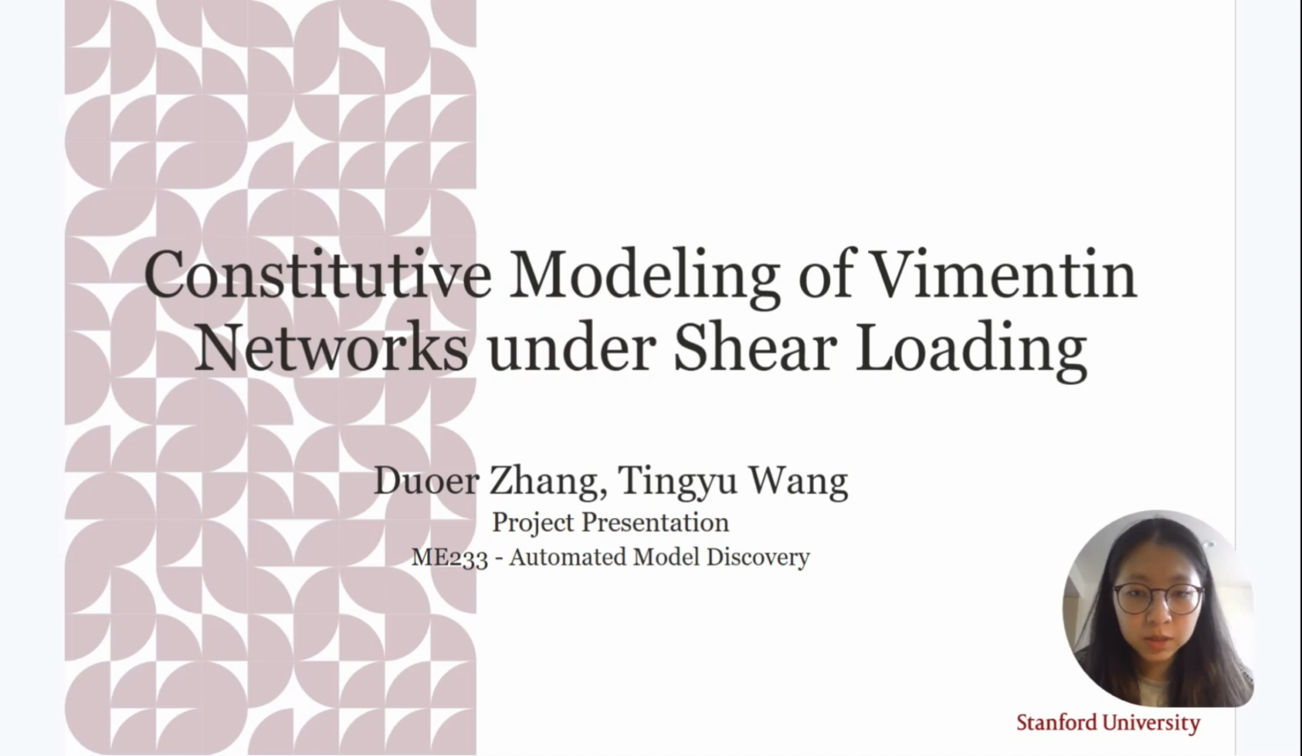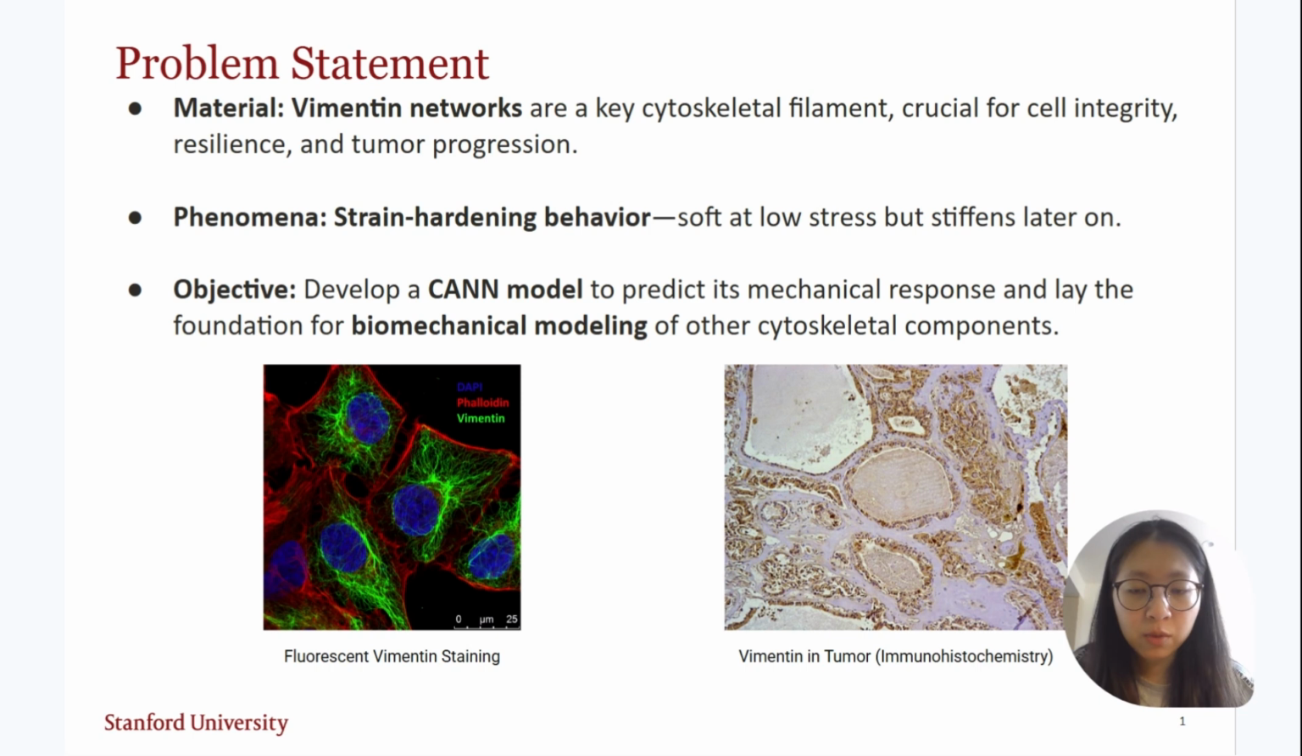Our project is constitutive modeling of Vimentin networks under shear loading. The material that we are investigating is Vimentin networks, which is a key cytoskeleton filament that helps keep cell integrity, resilience, and tumor progression. Under shear load, Vimentin networks have strain hardening behavior, which is very different from single Vimentin protein. So we want to develop a constitutive artificial neural network to model this behavior and lay the foundation for biomechanical modeling for other biopolymer networks.